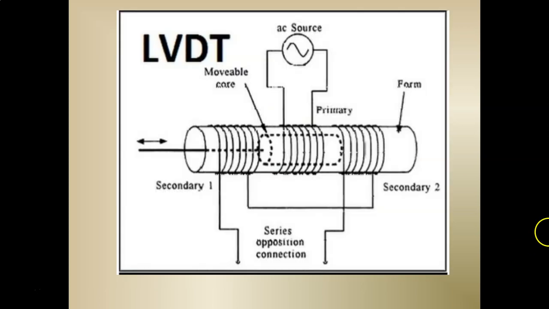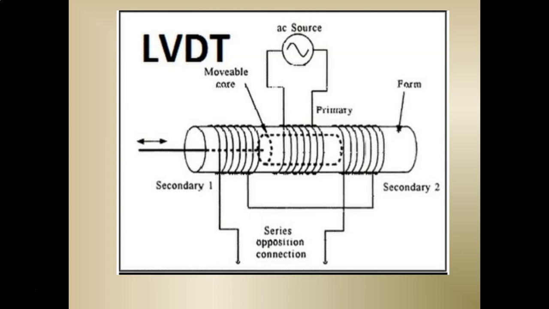So in this diagram we can see that AC source is given to the primary winding. The secondary windings are placed on either side of the primary winding. Inside this former we have a movable core. Based on the displacement of this movable core, the flux will be induced on the secondary side and thereby we will get the output voltage.